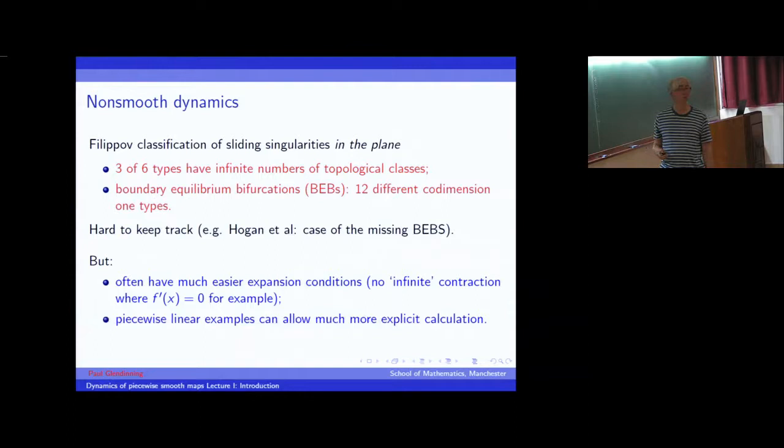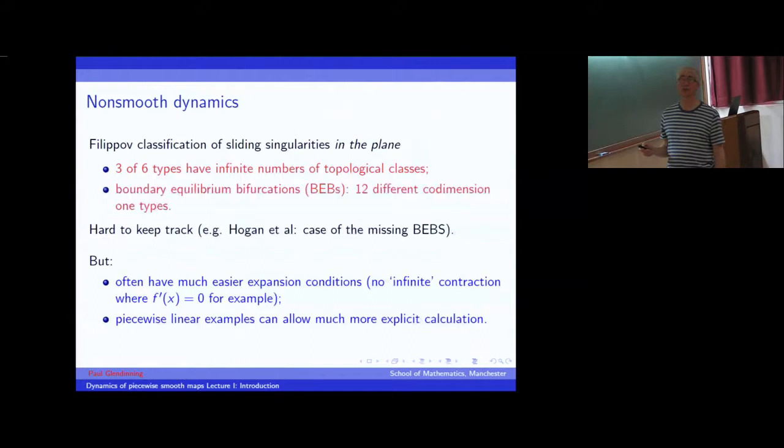So we've jumped from 2 to 12 in the plane, not in R3, in the plane. And it's really hard to keep track of. The Bristol group, John Hogan and co, wrote a very nice paper called The Case of the Missing Boundary Equilibrium Bifurcations, where they simply went through the planar case and showed that in many of the previous works, only between 8 and 10 of the boundary equilibrium bifurcations had actually been found, depending on who it was, because they hadn't had a systematic way of doing this.